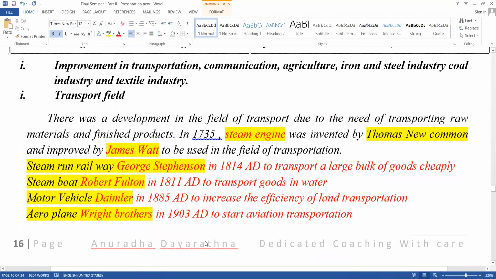So then we'll move on to what? Communication, agriculture.